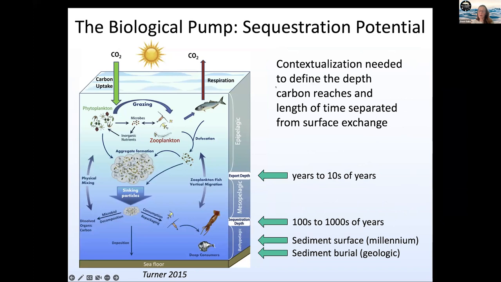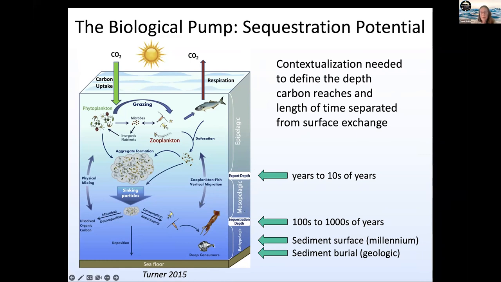So we can talk about export, but we also have to have some contextualization in order to define the depth that carbon reaches and the length of time that it stays there, right? So we want to know how long that carbon flux can be sequestered from the atmosphere. So we think of that in terms of carbon that's going out of the epipelagic zone, from zero to about 200 meters. Carbon that goes past that, we call the export depth. So that's carbon that's getting exported out of the surface.